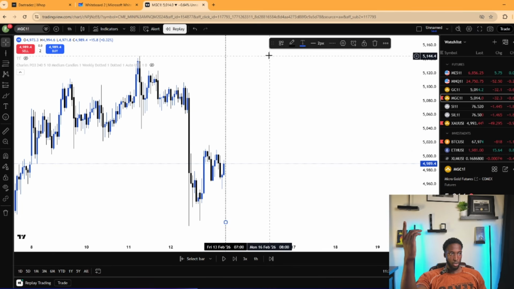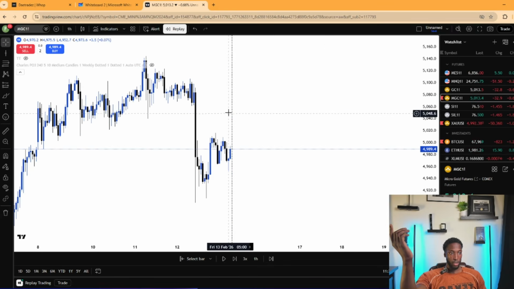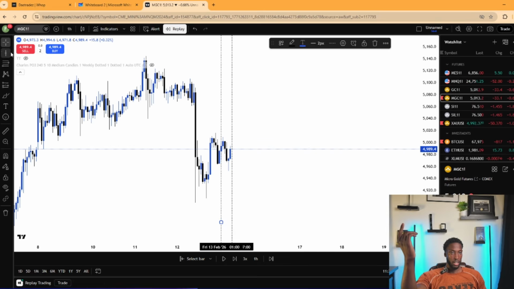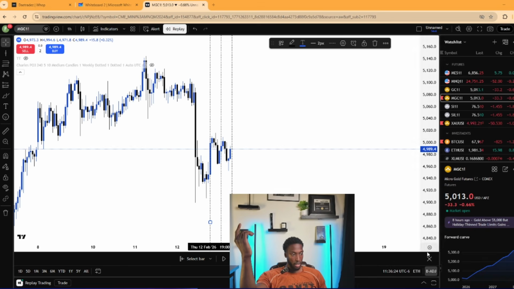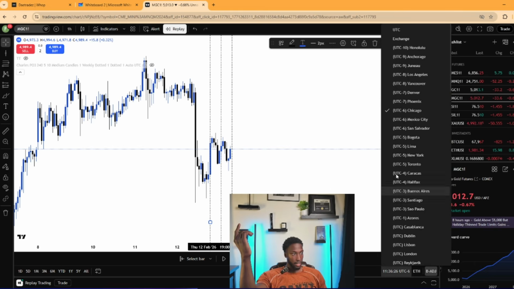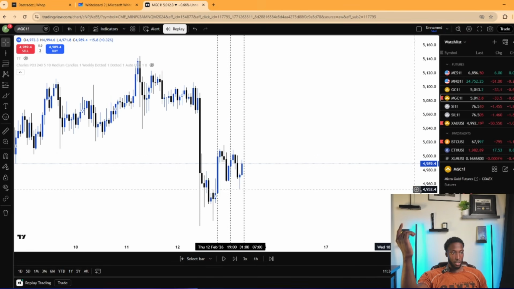7, I usually use a vertical dotted line. If you want to copy it exactly, you don't really need to. But if you want to copy it exactly, I use a line, dotted, or whatever, no text. Dotted vertical line for 7. Then I draw another dotted vertical line for 1 a.m. And then I draw another dotted vertical line for Asia session, which is at 19. Guys, I use, look at it, UTC -6, Chicago. That's the only one I use. That is Central Standard Time for me.